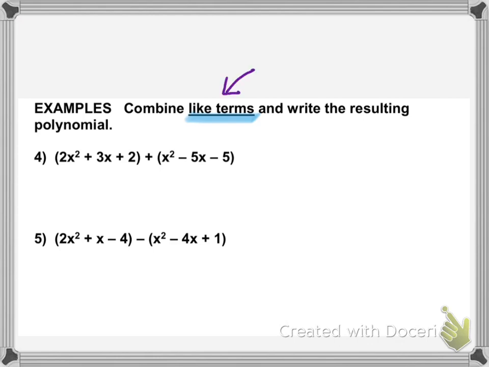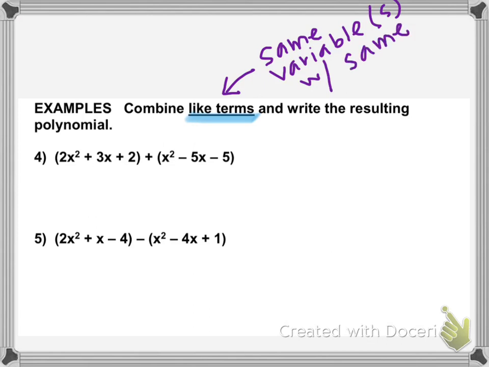Like terms, they have to have the same variable. And something we haven't talked about really yet, same variable or variables, since some of our terms will have more than one variable. But one thing we haven't specified yet is that these variables have to have the same exponent. And I'll explain what that means. We haven't really seen exponents yet this year.